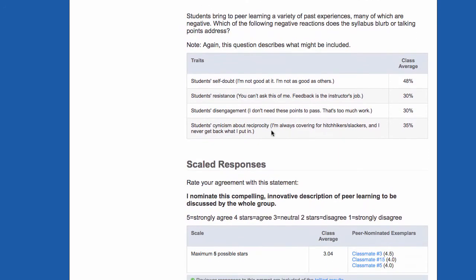In the same way, this negative stuff that students bring to peer learning has to be addressed at some time. Maybe your syllabus blurb or the first talking points are not the moment for that, but they're not going to go away without that conversation. Notice that about half the drafts talked about students' self-doubt or their lack of confidence around giving feedback, and then around 30% addressed the other aspects. So again, think about these as threads you might weave into later parts of your peer review instruction.